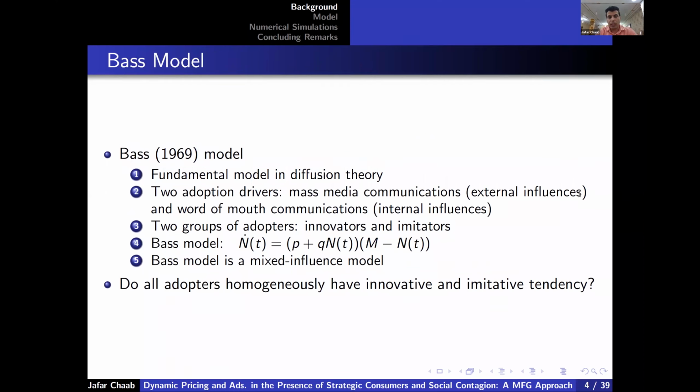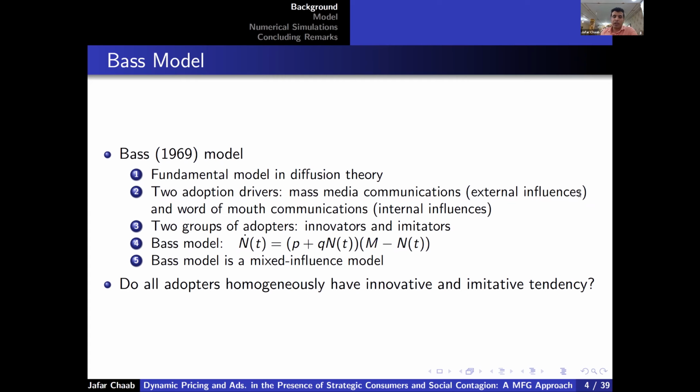So different researchers in marketing and management science try to develop analytical models for the diffusion of innovation. And one of the most important models in this area is the Bass model. So based on the Bass model, we will have two adoption drivers or two types of communication channels. We have mass media communications and word of mouth communications, both of which force consumers toward adoption, right? And the subsequent literature named the mass media communication external influences and interpersonal communications internal influences. So they are used interchangeably.